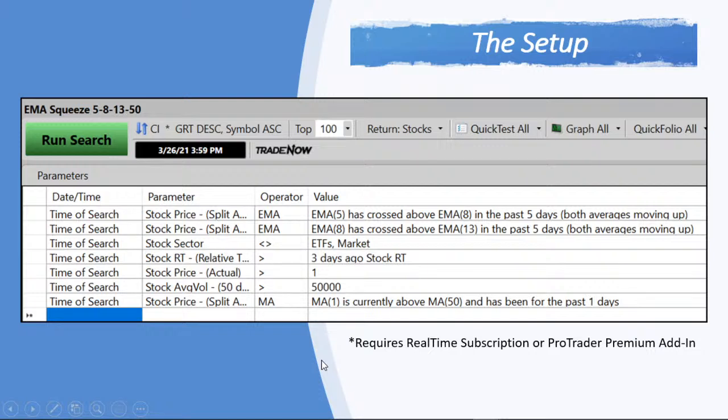Okay, it requires either your real-time subscription or the Pro Trader Premium add-on, and what the course will come with is the Pro Trader Premium add-on, because Pro Trader is a technical analysis scanning tool that allows you to search for technical indicators, MACD, support and resistance, stochastics, and moving averages.